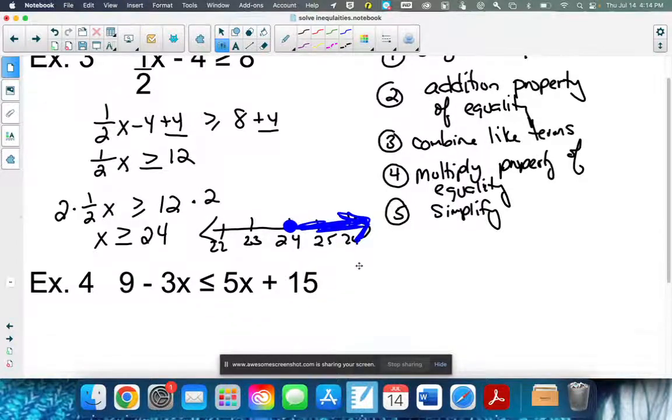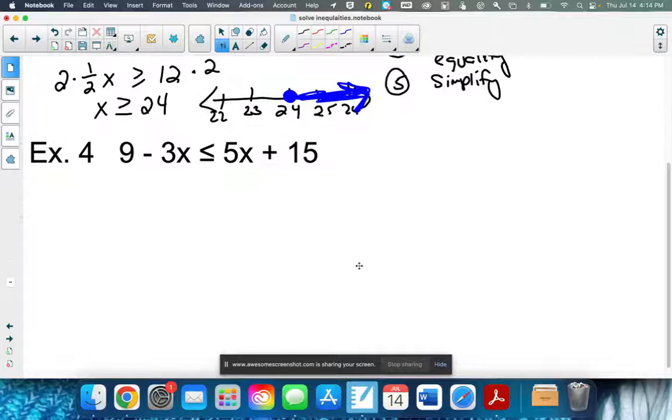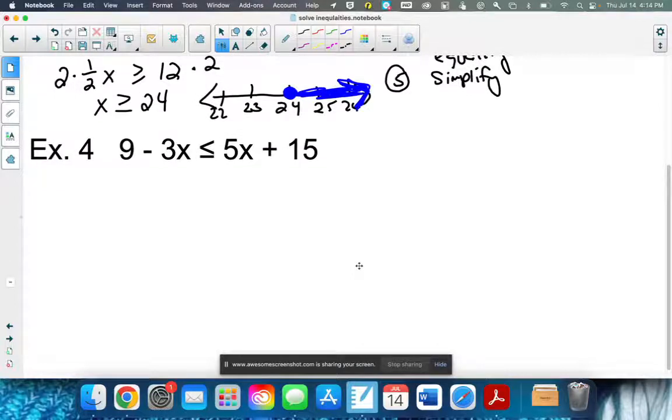All right, last one, and I've purposely included something that has variables on both sides. And I am also purposely going to show you what happens when we have a negative, because there is one exception to the rule on inequalities, and that is when you are multiplying or dividing by a negative. Okay, so original equation.